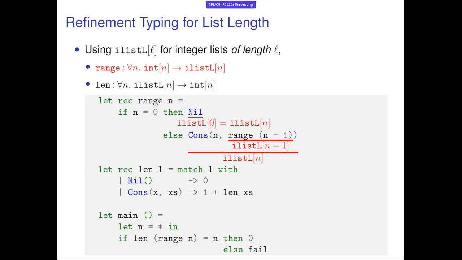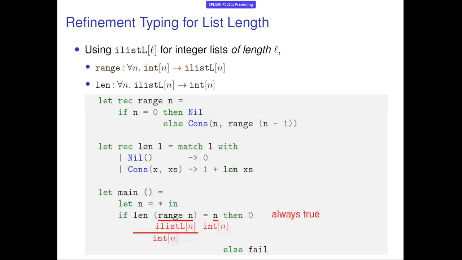It may be easy. So I'll skip len and explain the main function. In main function, range n has type ilistl of n. So the length of range n has type integer n. According to this type information, both sides of the comparison always have the same value, so they are always true. And we can prove that the program will never fail.